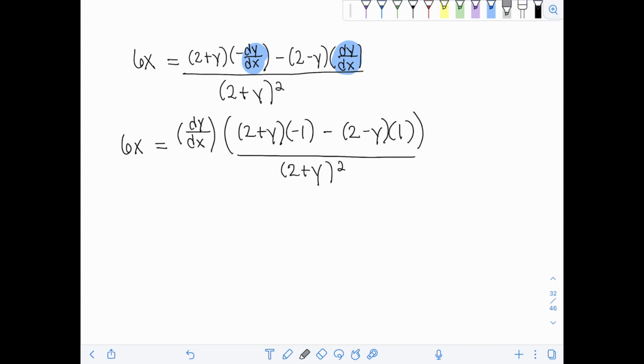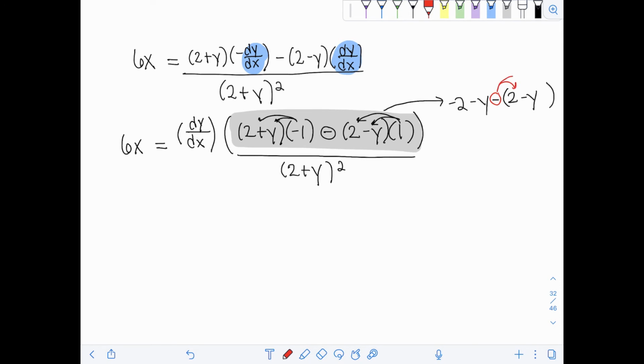It still looks a little messy, so I'm going to simplify this numerator. Let me write that off to the side. If we distribute the negative 1, we end up with negative 2 minus y. You have to be careful with negatives in the quotient rule, so I'm going to put that whole thing in parentheses. There's not much to distribute there because that's just a 1, so it's going to be 2 minus y. But to get rid of these parentheses, I need to distribute the negative to both terms. So it ends up being negative 2 minus y minus 2 plus y.